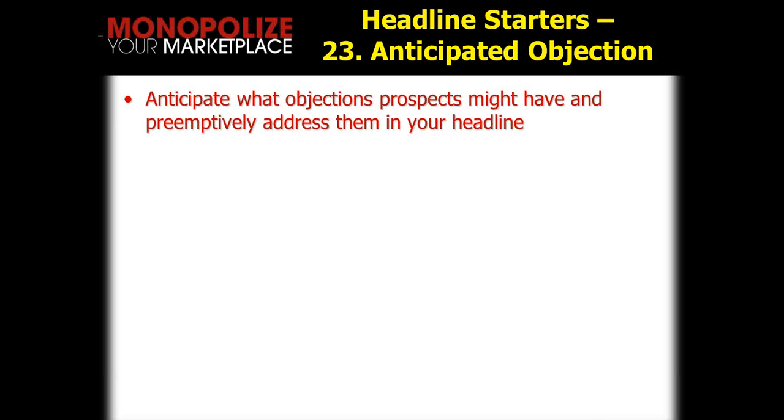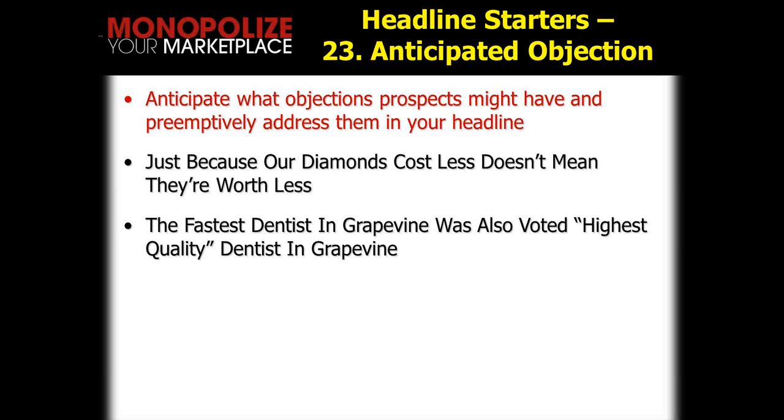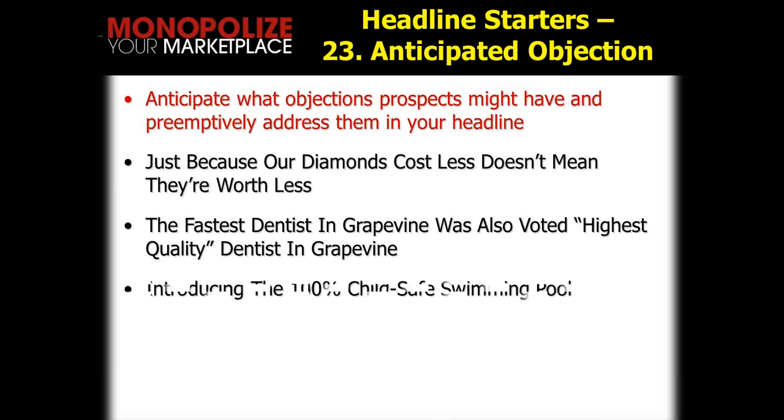23rd headline, anticipated objections. Anticipate what objections prospects might have, preemptively address them in your headline. Wholesale diamond company sells at lower prices. Just because our diamonds cost less doesn't mean they're worth less. The fastest dentist in Grapevine was also voted highest quality dentist in Grapevine. Well, the preemptive objection is if they are fast, then maybe they're not doing a good job. But we address that in the headline.